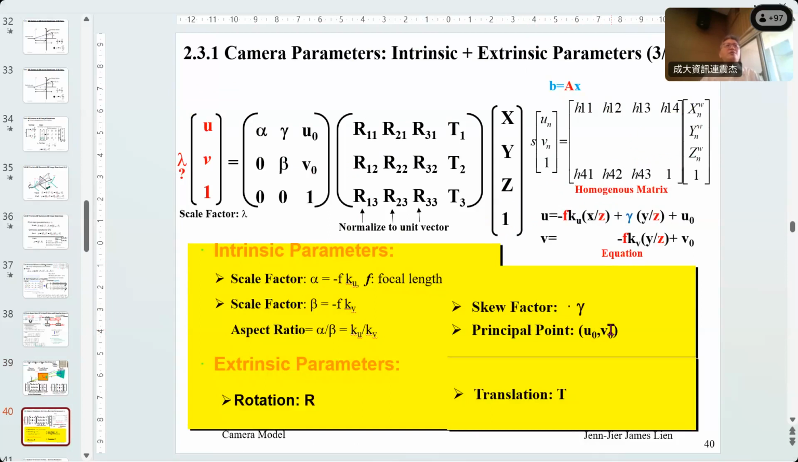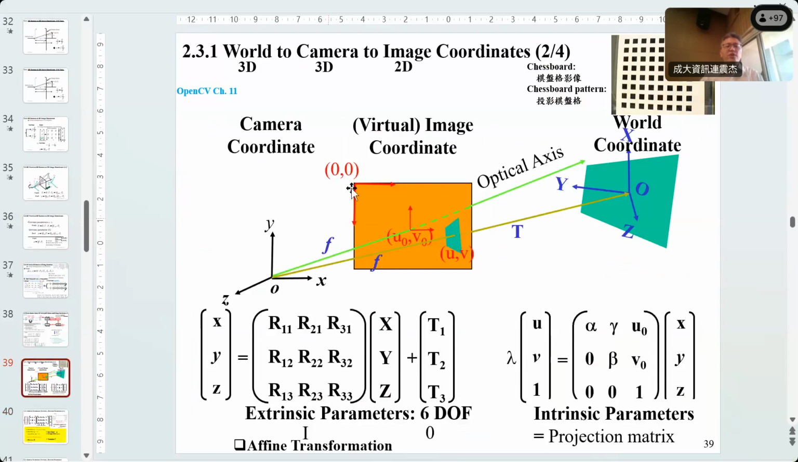The principal point is not the origin point. The origin is 0, 0. That's what you define. 原点是你定义的哦。So we call it the origin point. For example, I can define the origin point as the top left corner. I can define this one. So it's up to you. Okay. But usually when we process the 2D and 3D relationship, we will translate this origin point to the principal point.